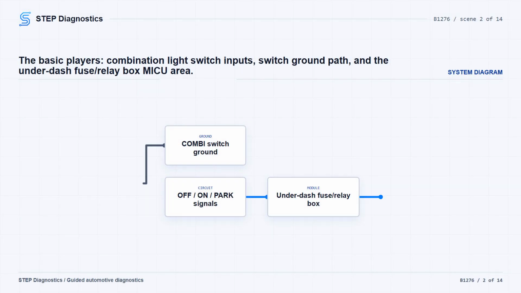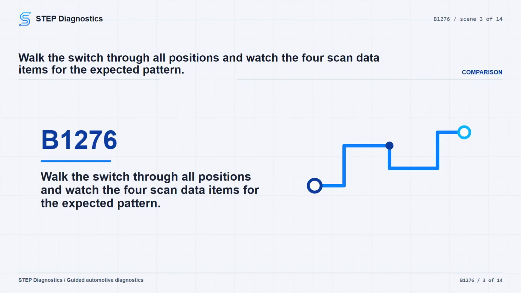The possible fault areas are the combination light switch, the switch signal wiring, the switch ground path, poor connections, or the MICU area in the under-dash fuse and relay box. We'll keep the related switch position codes as background only and stay focused on the B1276 diagnostic path. Start with the basic system checks, then verify the problem in the scan tool data list.